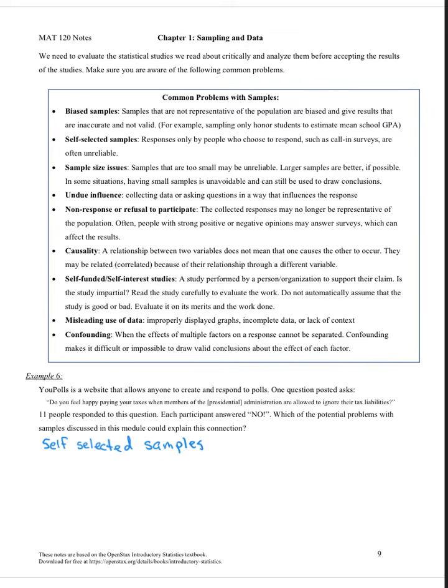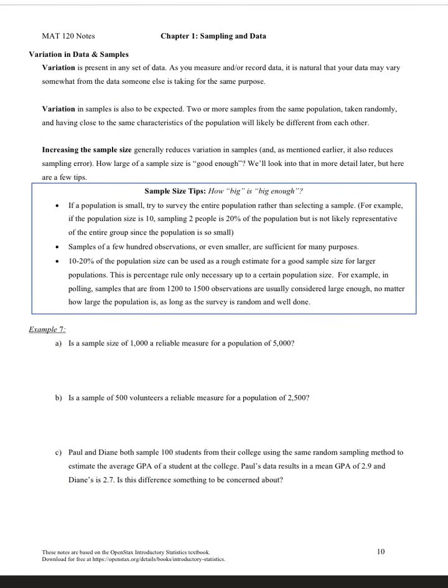Perhaps these are self-selected samples, where only people who are interested in the topic are choosing to respond. We also have a sample size issue. 11 participants will not accurately represent the opinions of a nation. There is also undue influence here. The question is worded in a way to generate a specific response. We also have an issue that falls under self-funded or self-interest studies, meaning this question was generated to support one person's claim, and it was designed to get the answer that the person desires.